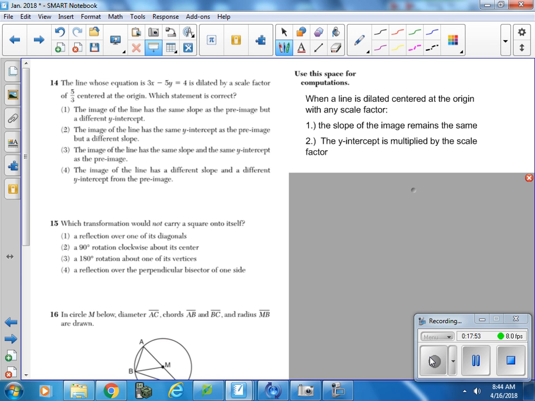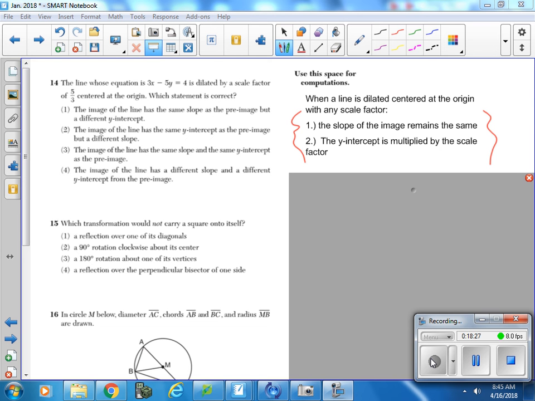When a line is dilated centered at the origin with any scale factor, 2 things are going to be true. The slope of the image remains the same. Okay? The slope of the image remains the same. And the y-intercept is multiplied by the scale factor. All right, so hopefully you wrote those notes down.